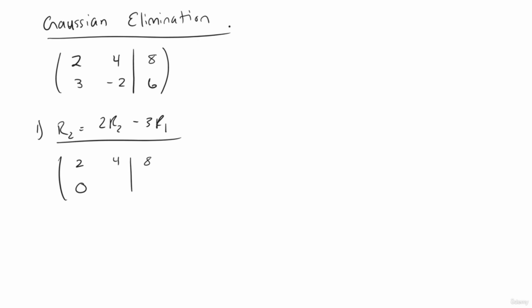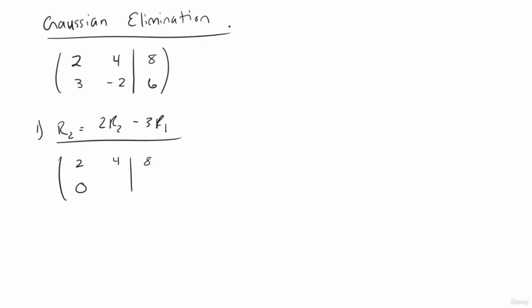Now we have to do the same operation to this one here. Now, 2 times negative 2 is going to be negative 4. And we're going to subtract off from that 3 times 4, because 4 is in the first row. So negative 4 minus 3 times 4, which is 12.